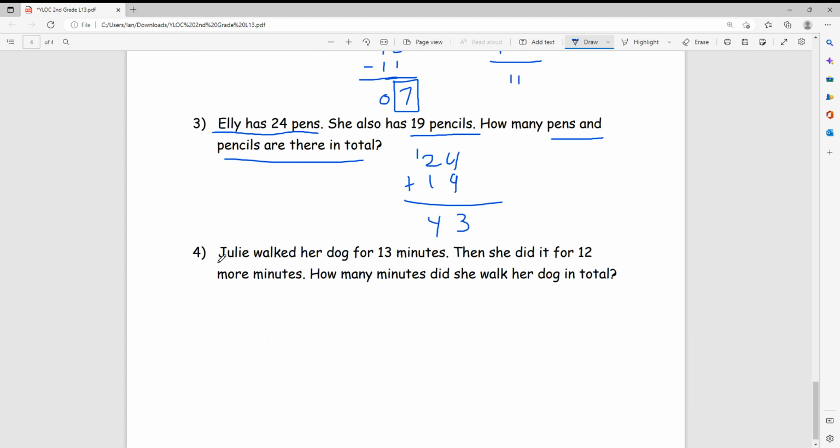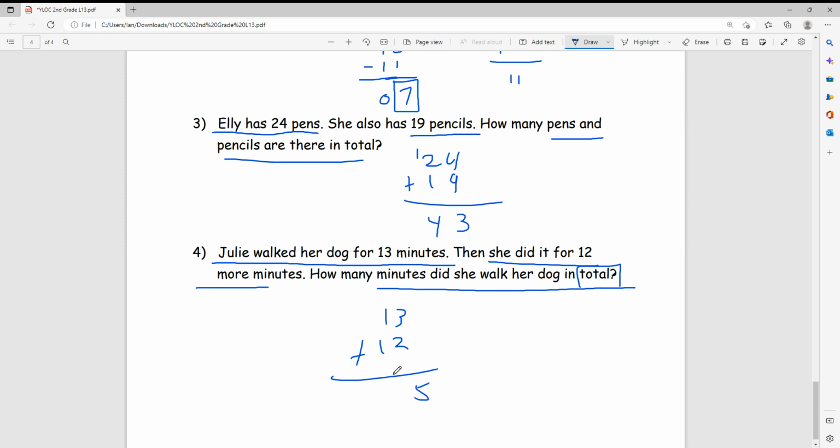Sorry. Finally, Julie walked her dog for 13 minutes. She did it for 12 more minutes. How many minutes did she walk her dog in total? Total means addition, so we'll do 13 plus 12. 3 plus 2 equals 5. 1 plus 1 equals 2. So our answer is 25 minutes total.